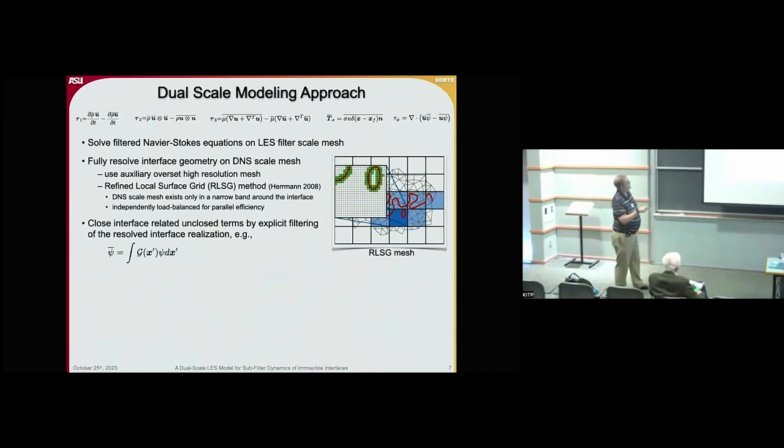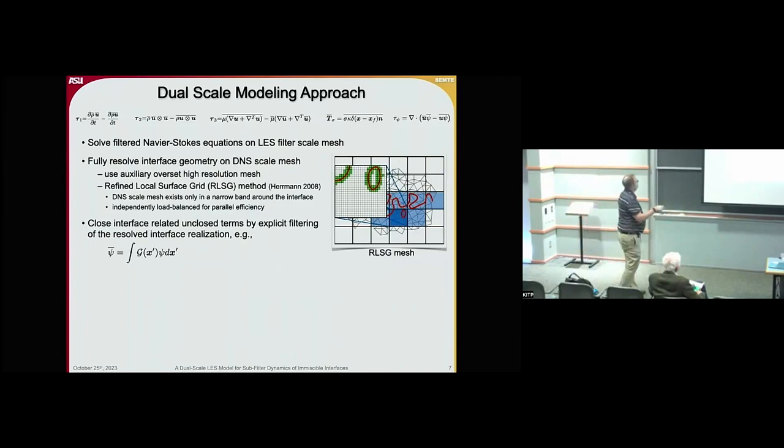We introduce a fully resolved interface geometry on a, let me call this DNS scale, although DNS with two-phase flows is a nebulous term to begin with. Let me say a high resolution mesh. It's an auxiliary mesh that's just overlaid on top of it. We use a refined local surface grid method, and this DNS scale mesh exists only in a narrow band around the fully resolved interface. Technically, we would need it only at the interface, but because we do a capturing approach, we have to do this in a band around the interface.